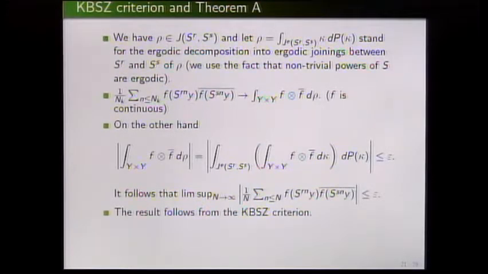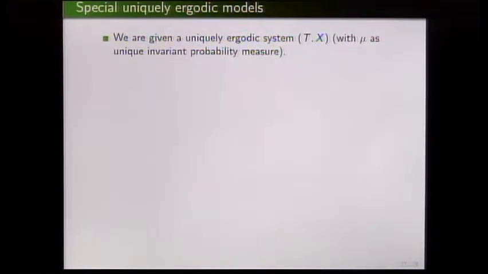If we use now the fact that the transformation S is totally ergodic, that all powers are ergodic, then you end up with this rho being a joining. So this rho is a joining, and then we have what is called an ergodic decomposition of this joining. I repeat once more that this is correct because these powers are ergodic. Otherwise, it all collapses, and in fact, without this assumption, this theorem is false.